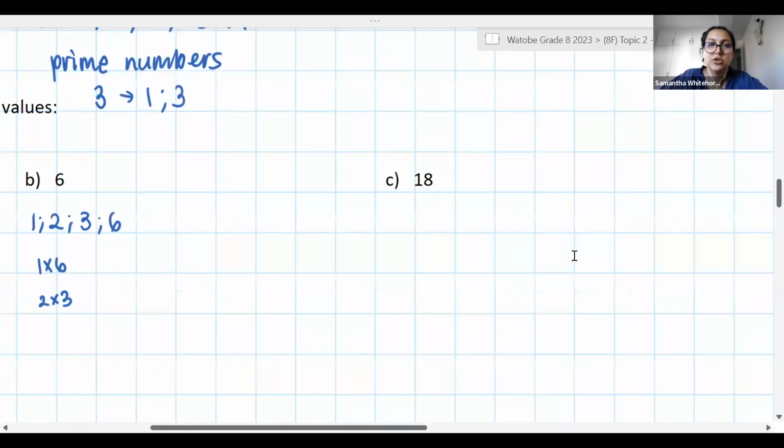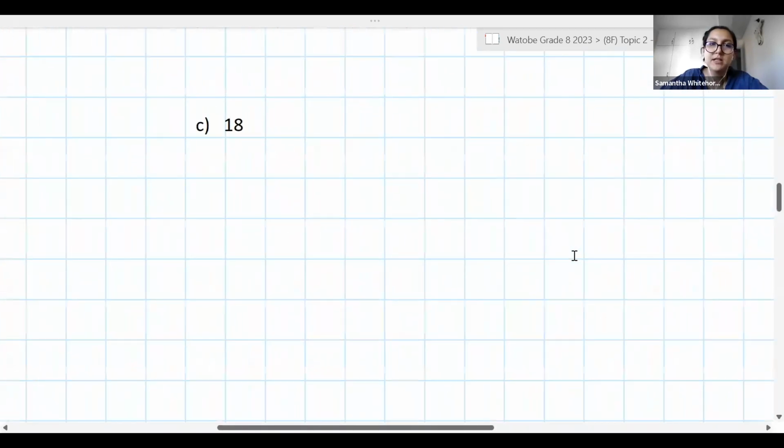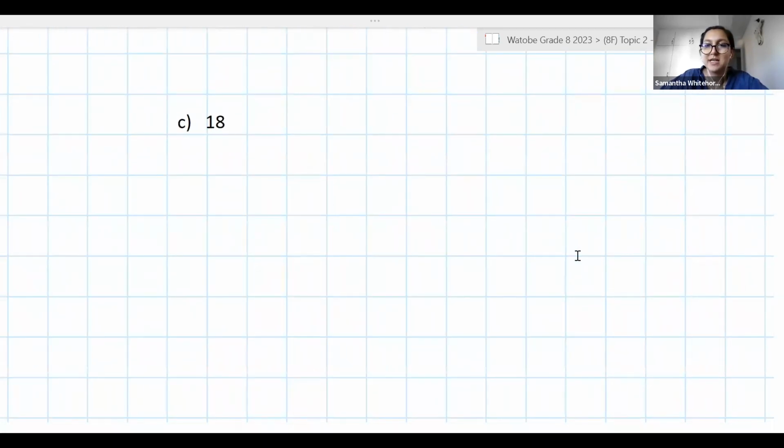Okay, so guys, let's try 18. So I want the factors of 18. Have a think, have a try. As Tingle's hand's already up, I'm just going to give everyone a chance. And then we'll get some answers here.